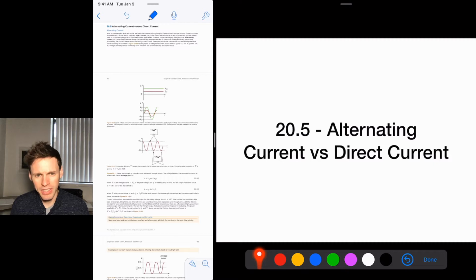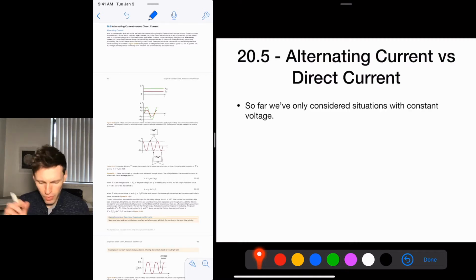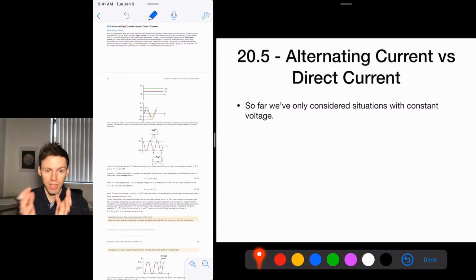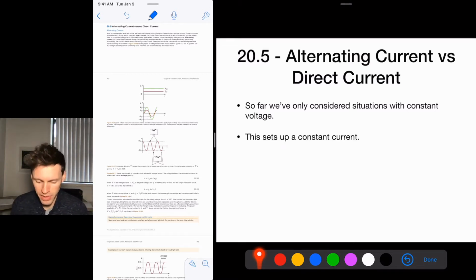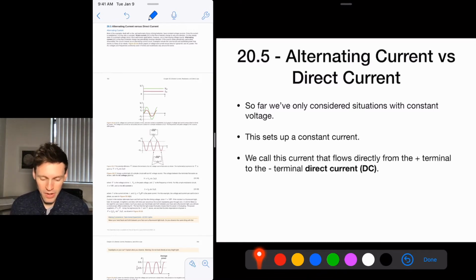Okay, AC versus DC. So far, we've only considered situations with constant voltage, where you have a 9-volt battery and that's your only source, and as soon as you plug it in, you just have constant 9 volts. This creates a constant current, V equals IR. We call this direct current. It flows directly from the plus to the minus terminal on the battery.